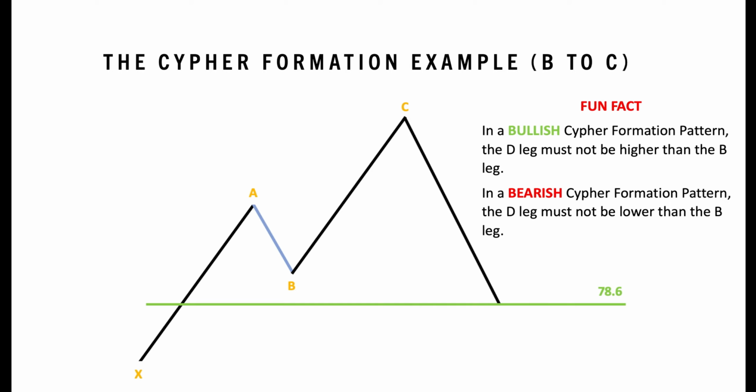Fun fact: in the bullish cipher formation pattern, the D leg must not be higher than the B leg. And in the bearish cipher formation pattern, the D leg must not be lower than the B leg.